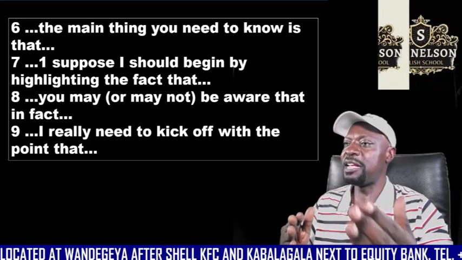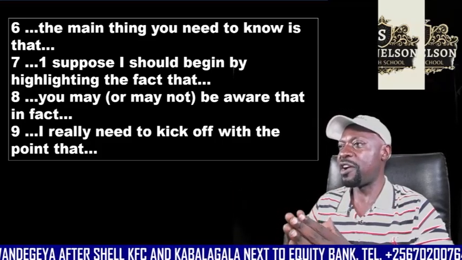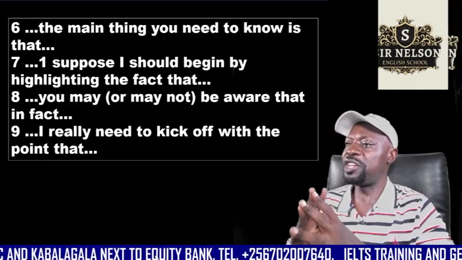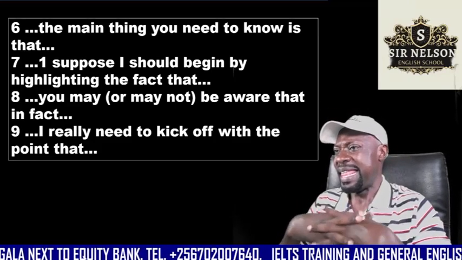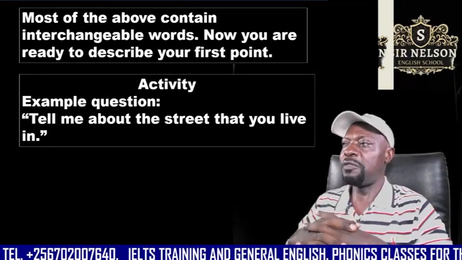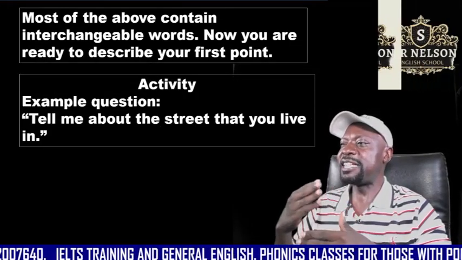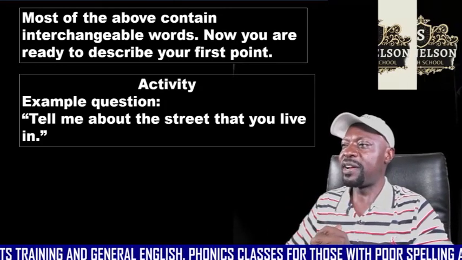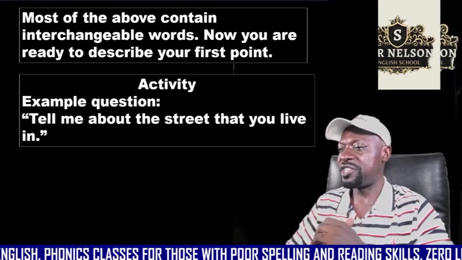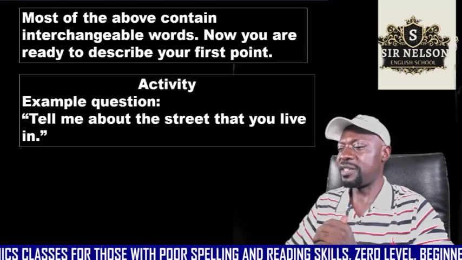So from the leading phrase, you go to the pointing phrase. The pointing phrase ends with that. It is pointing. It is showing the listener that this is my first point. Most of the above contain interchangeable words. Now you are ready to describe your first point, the activity. Example question. Tell me about the street that you live in.